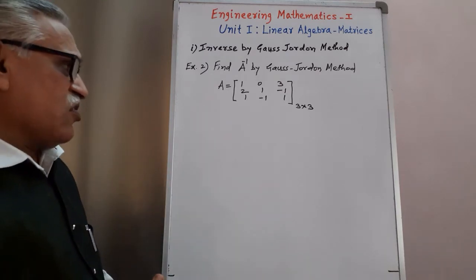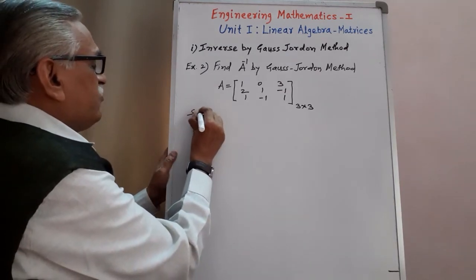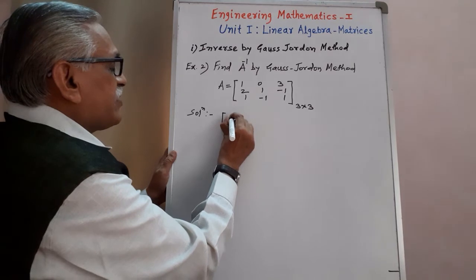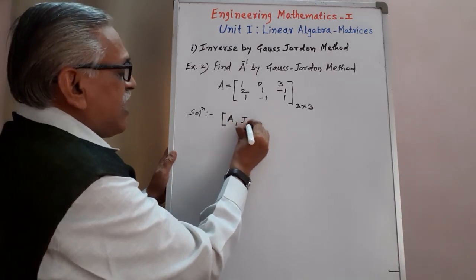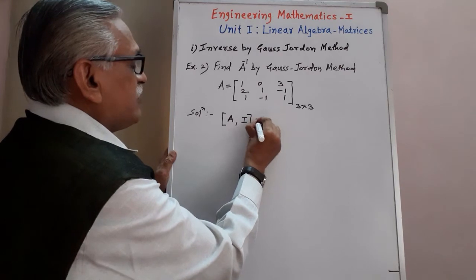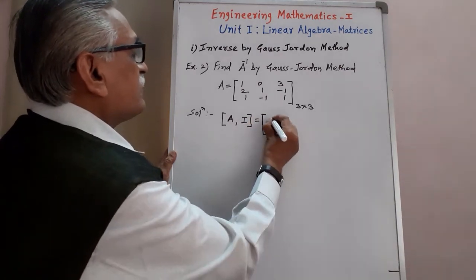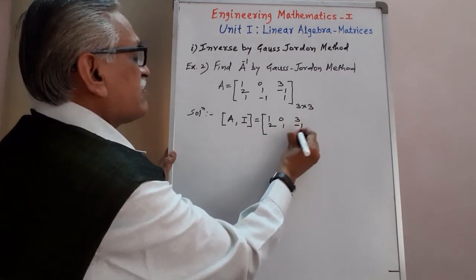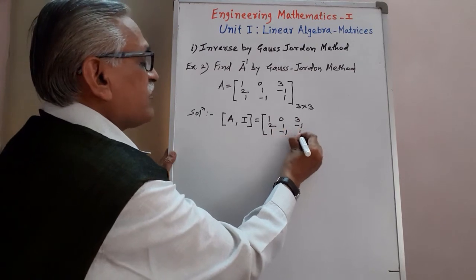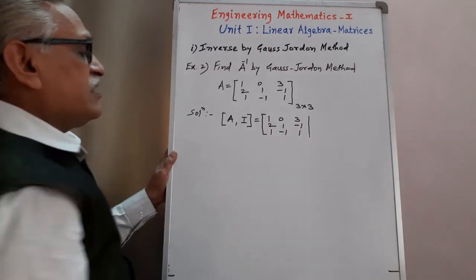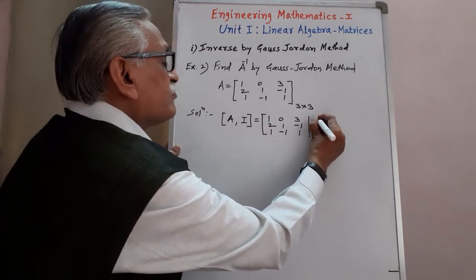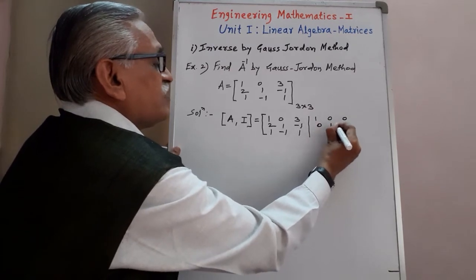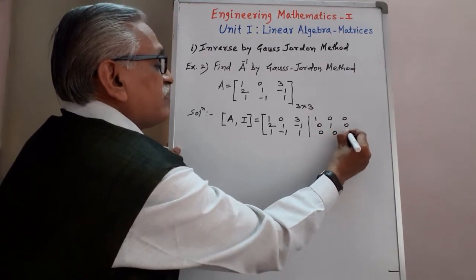3 rows and 3 columns, and as we require to obtain the inverse by Gauss Jordan, we take a combination of matrix A with matrix I of the same order. Therefore the given matrix A is 1, 0, 3, 2, 1, minus 1, 1, minus 1, 1. We combine this with the identity matrix of order 3, that is 1 0 0, 0 1 0, 0 0 1.